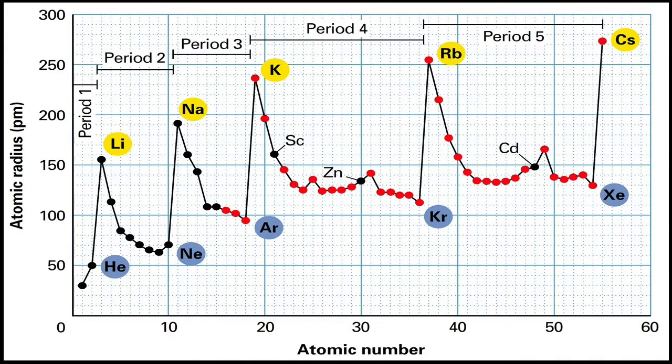Here's the graph. You can see how, as you go down the column, the lithium, sodium, potassium, rubidium, cesium, they're the largest, and they become larger as you go down. But as you go within a period, lithium down to neon, sodium down to argon, you see that as you go from left to right across the period, the radius decreases.